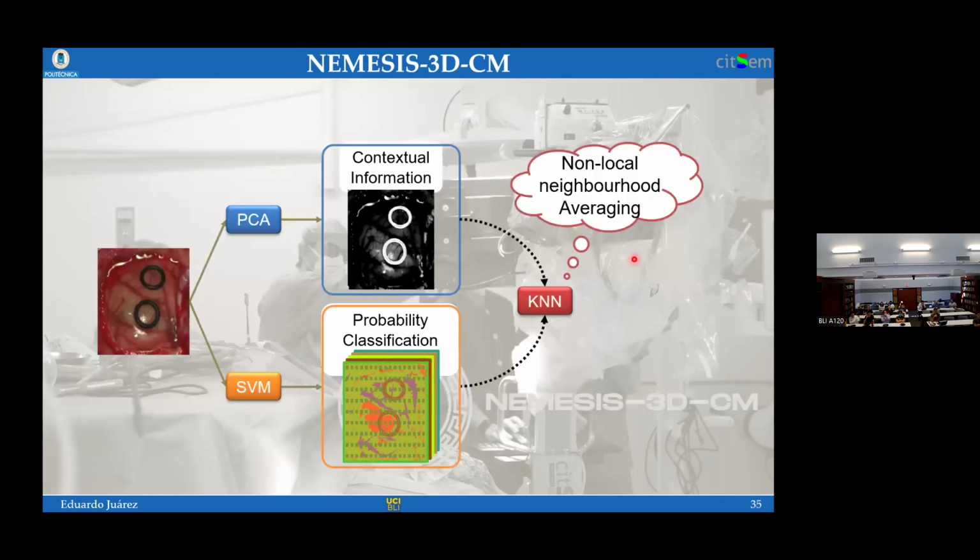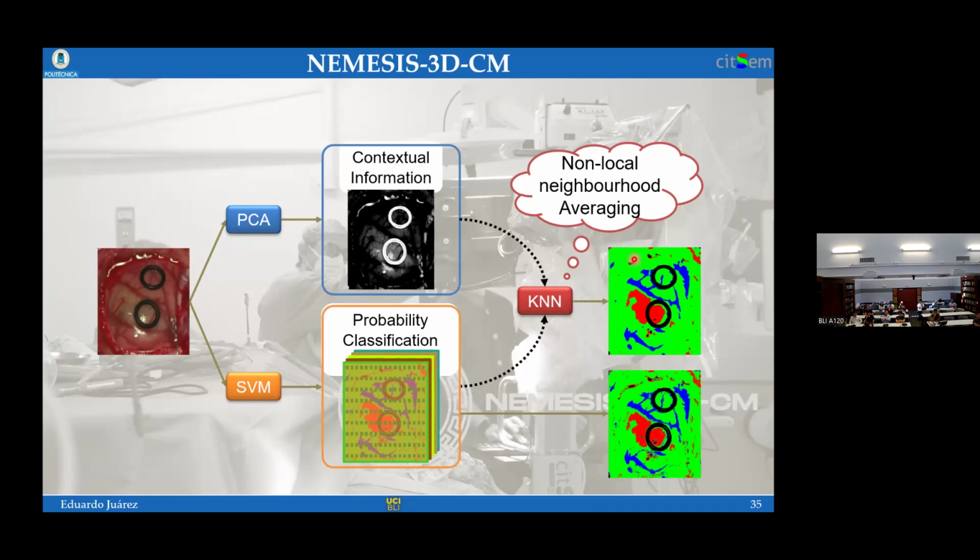So if we come back to the spatial-spectral classification algorithm we were using, it was mainly formed by a PCA algorithm that was providing contextual information and a support vector machine that provides the probabilities that a certain pixel belongs to a certain class. This KNN algorithm is averaging the probabilities of different pixels. Those pixels are not close to each other. They are close from a spectral point of view. That's why we need the information coming from the PCA. And that produces these results.